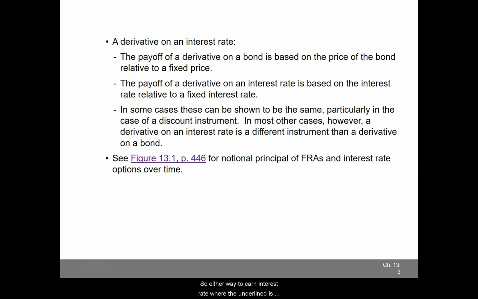So a derivative on an interest rate where the underlying is an interest rate will have its payoff determined by the interest rate, which may be LIBOR or any other rate relative to a fixed interest rate in the derivative contract. Similarly, a derivative contract where the underlying is a bond will have its payoff determined by the price of the bond relative to a fixed price in the contract.